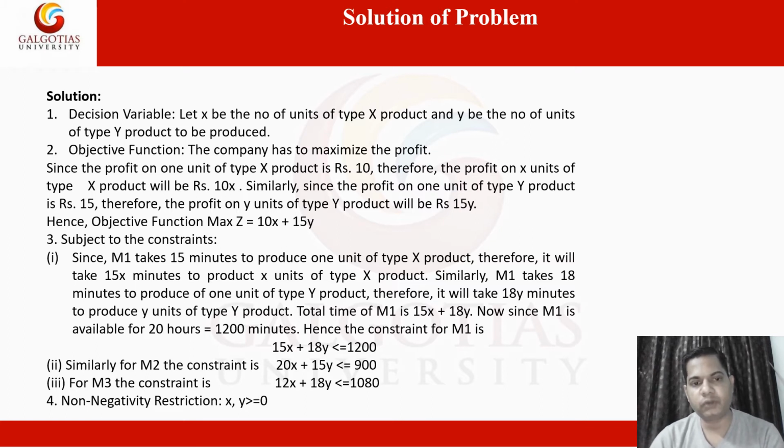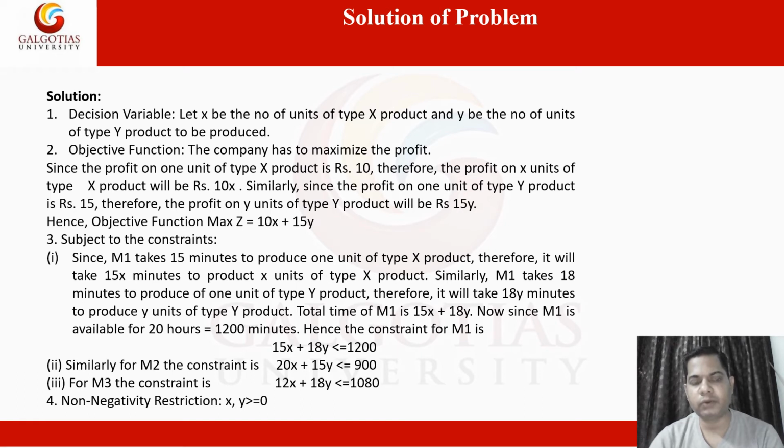Since the profit on 1 unit of type X product is rupees 10, the profit on X units of type X product will be rupees 10x. Similarly, for Y, it will be 15y. Now, if this is the profit, we have to add it as a total profit. So the total profit is 10x plus 15y. Now this function has to be maximized. Therefore, the objective function is max Z = 10x + 15y.